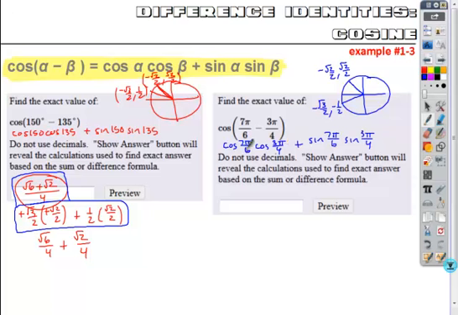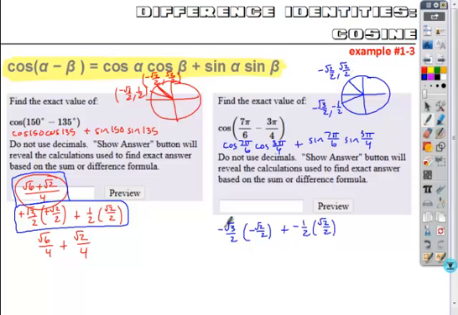And now it's just a matter of plugging them in. So the cosine here is negative root 3 over 2. The cosine of 3/4 pi is negative root 2 over 2. And then plus the sine here is negative 1/2, and the sine here is root 2 over 2.